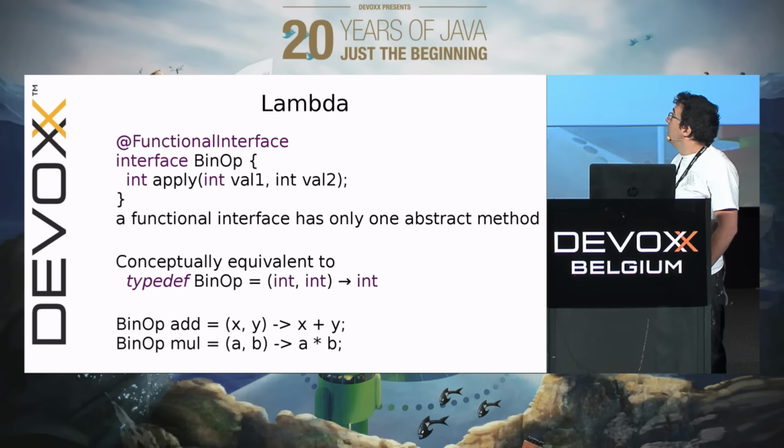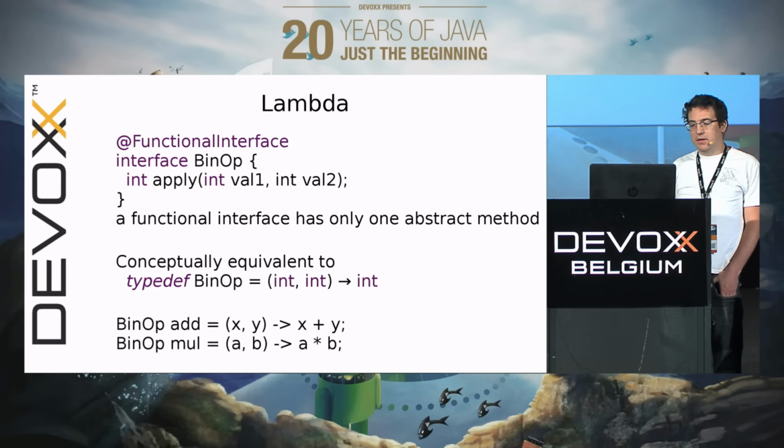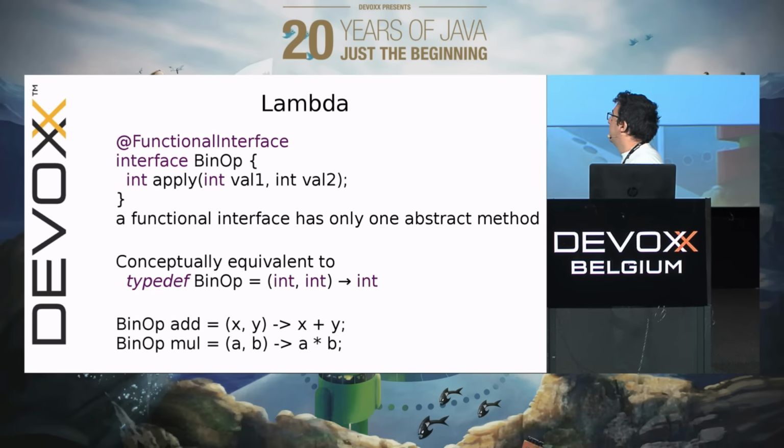as a function type. Basically, defining the interface BinOp is conceptually equivalent to having a typedef that says BinOp is something that takes two ints and returns an int. And so I can use it to type a variable like add or mul. So we have a way to reuse interface to type function, and we have a nice syntax to define anonymous function. Basically, a lambda is a kind of anonymous function.